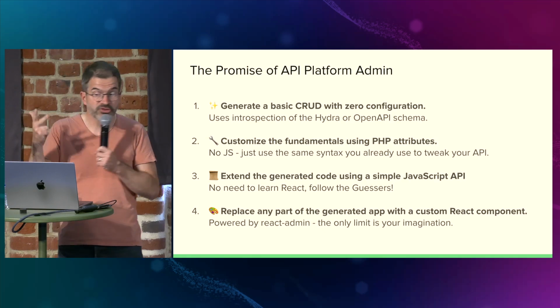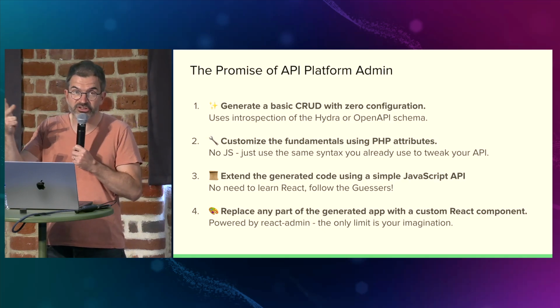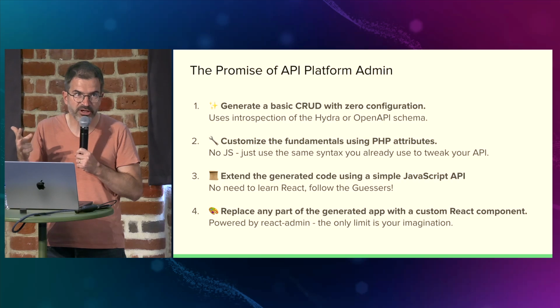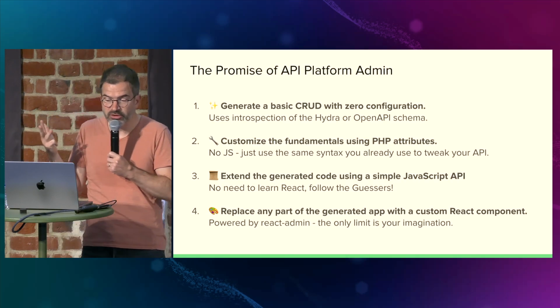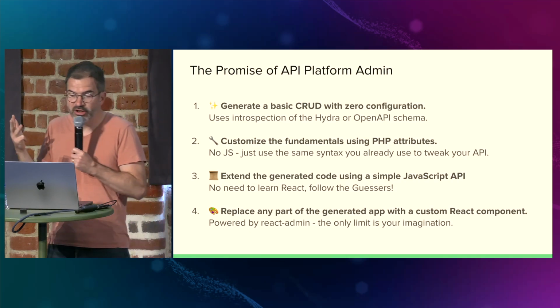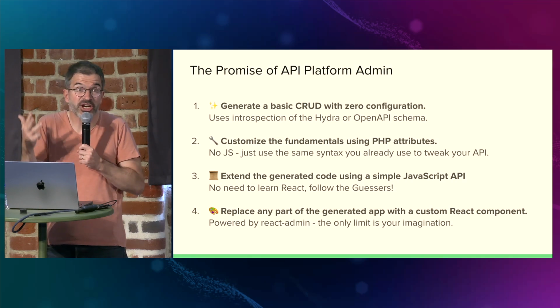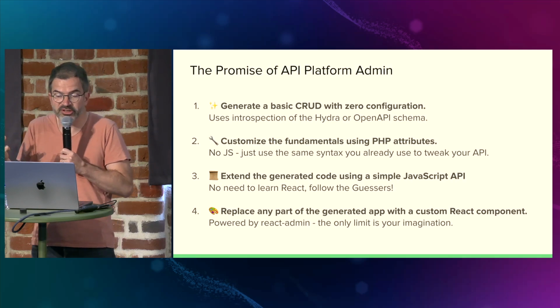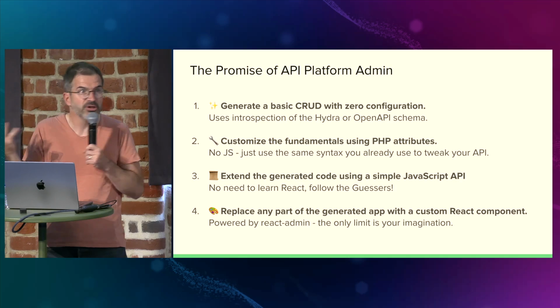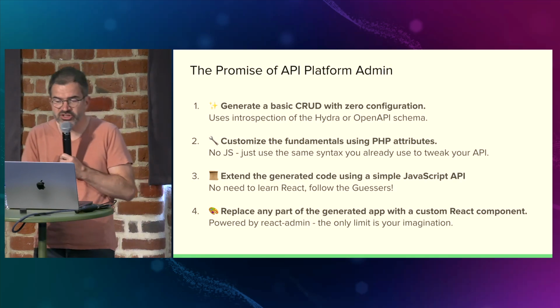Three, when attributes are not enough, you can copy the generated JavaScript code from your browser and adjust it using a simple JavaScript API. And four, for deeper customization, React Admin has your back. You can eject the generated code and swap it with your own components. Sounds too good to be true? Well, let's check that out with a demo.